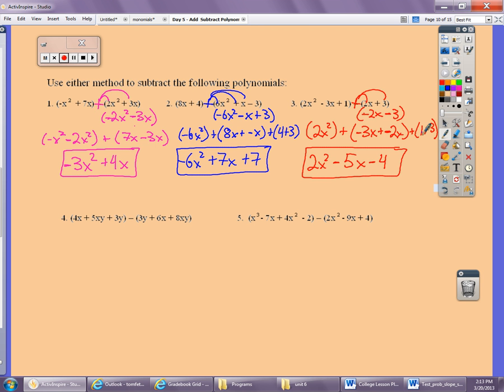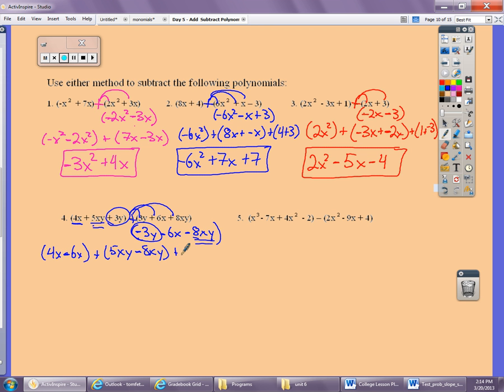Move on. Once again, we distribute the negative to everything. This is negative 3y minus 6x minus 8xy. So now we group things that are alike. Well, this is just a 4x. So I have to group x's with x's. So I have 4x, and then I have negative 6x. This is xy. I group xy's with xy's. So it's 5xy, negative 8xy. And then I have 3y and negative 3y.